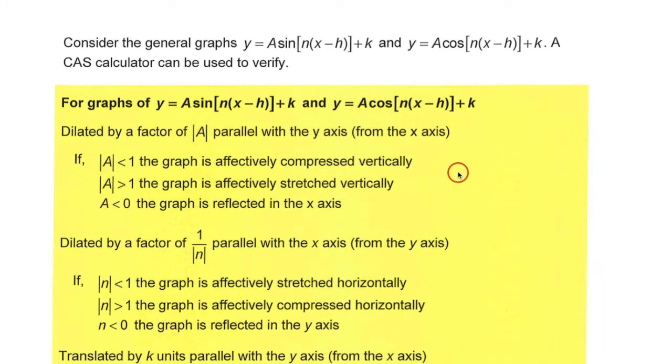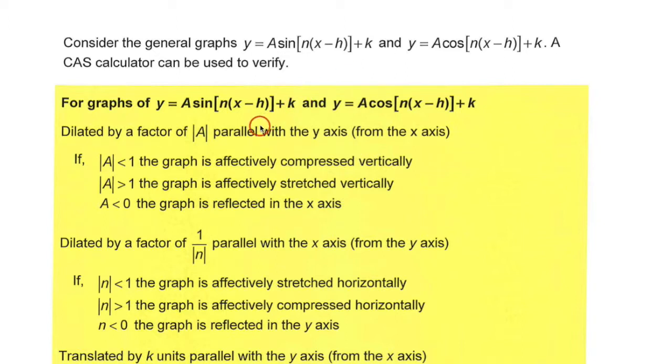The standard graph of sine is y equals sine of x, but we can have variations of that. Consider this case, y equals capital A sine of the bracket n multiplied by x minus h, plus k, and we have the same kind of effect taking place with the cosine. But what is it that capital A, n, h and k do to the standard graph of sine and cosine?